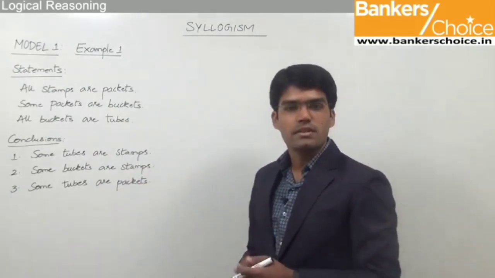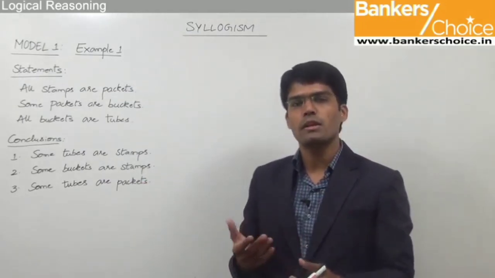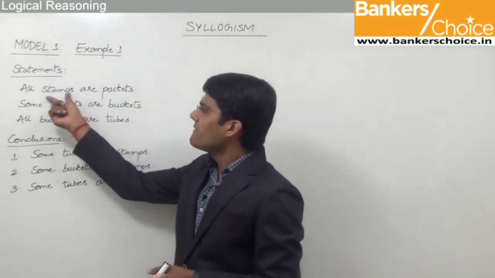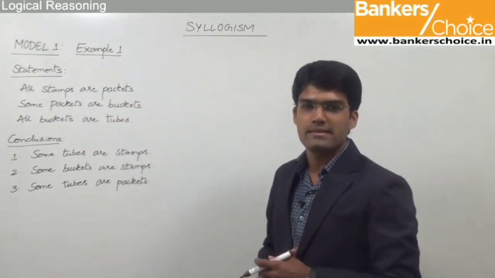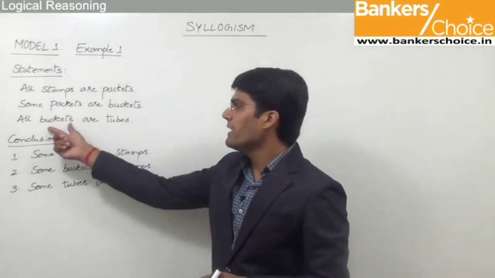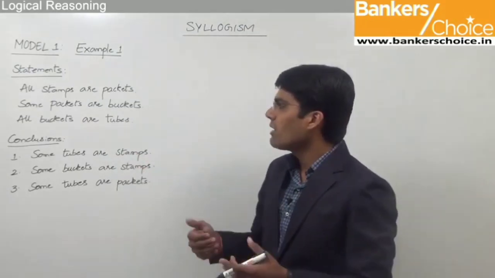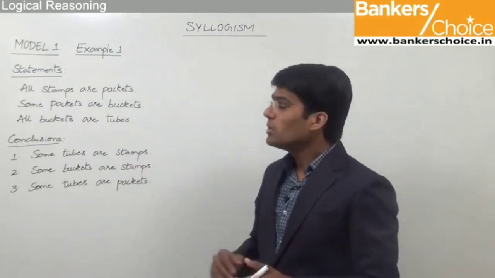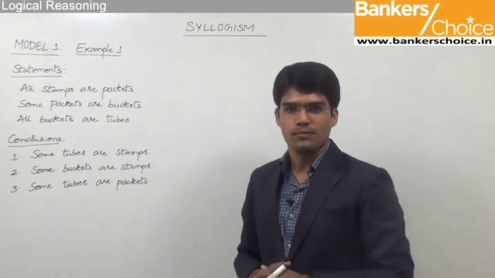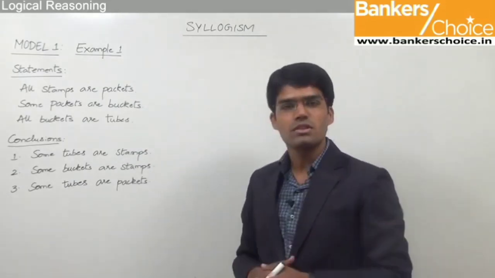So this is like a 3 by 3 question where we have three statements and three conclusions. Likewise, we can have a 4 by 4 question or a 2 by 2 question and so on. Now here, as you can see, in real life there is no relationship between stamps and packets, but the statement says all stamps are packets. And also, we don't find any relationship between buckets and tubes in day-to-day life. But the statement here says all buckets are tubes. So even though these statements vary from the commonly known facts, we need to consider them to be absolutely true.